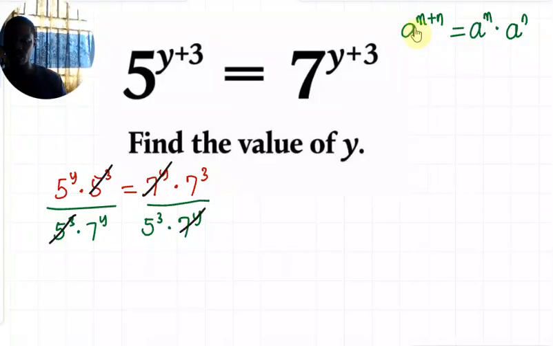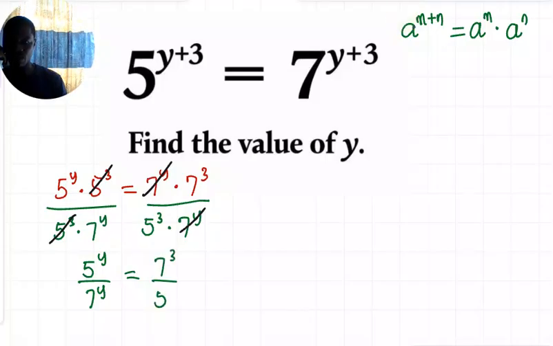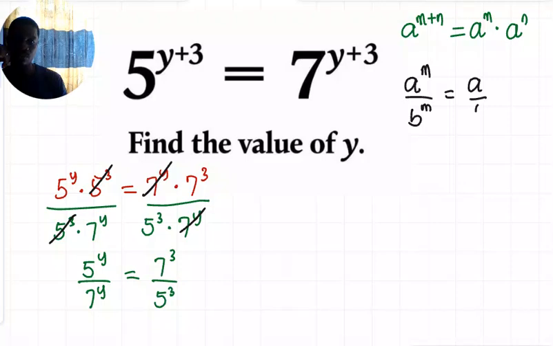So we are now left with the terms with the same exponent. On the left hand side we have 5 raised to y all over 7 raised to y, and on the right hand side we are left with 7 raised to 3 all over 5 raised to 3. Let us also recall that according to the law of exponents, when you have a raised to m all over b raised to m, as long as they have the same exponent, this can be written as a all over b all raised to m.